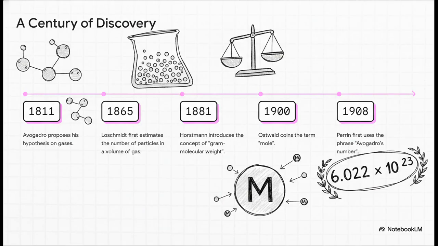It all kicks off in 1811 with Avogadro's big idea about gases. But then, nothing for decades. It's not until 1865 that a guy named Johann Loschmidt even gets a ballpark estimate for how many molecules are packed into a tiny space. Then you've got other scientists like Horstmann and Than building on the idea. The word mole itself doesn't even exist until 1900. And get this, the name Avogadro's number wasn't used until 1908, more than 50 years after Avogadro was gone. It's a total team effort spread across generations.